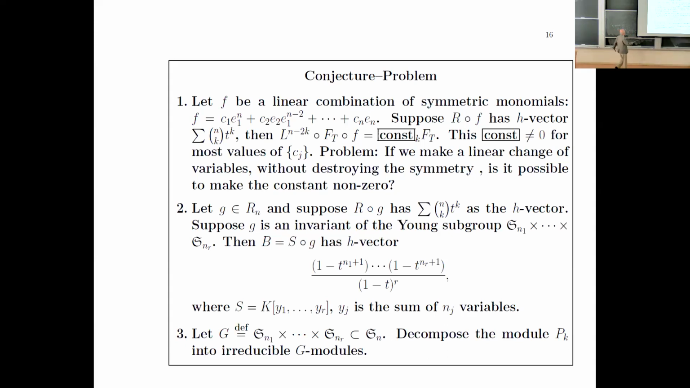Item 3 is simply a problem. The Specht module, the primitive space, is a G module. Therefore, it is a module of a Young subgroup. And my problem says: decompose it into irreducible G modules. I would not be surprised if this has been known or written somewhere. But if the answer is known, it will help me.